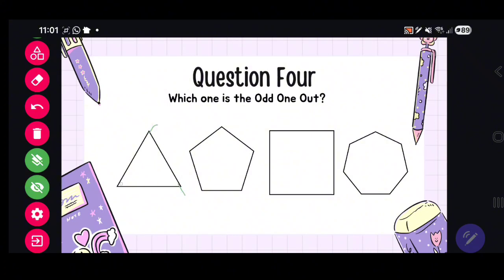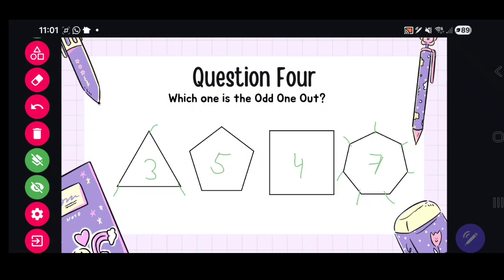1, 2, 3. We have 3 here. We don't need to count this one. This is a pentagon, which is 5. This one is a square, 4. And now I want to count this one. We have 1, 2, 3, 4, 5, 6, 7. Okay, so now I see that all of these are different.